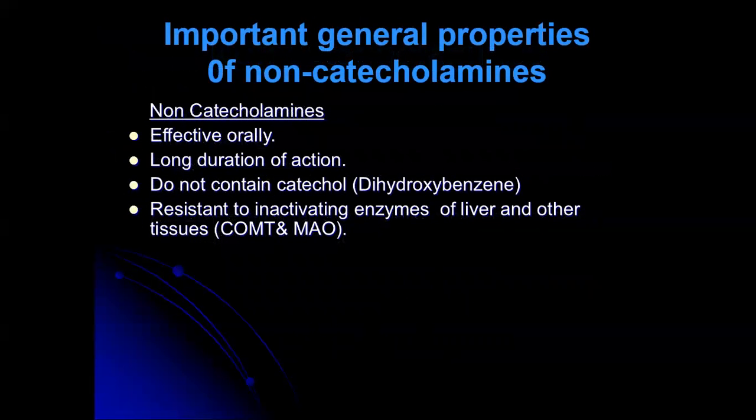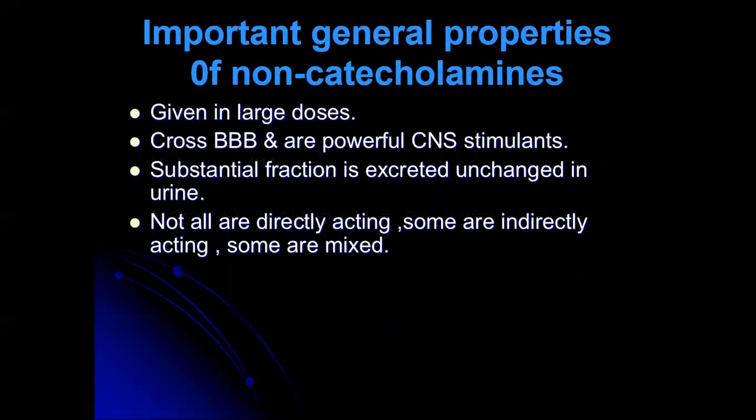Most important general properties of non-catecholamines: they are very effective orally, they have a longer duration of action, they do not contain a catechol ring in their structure, that is, the dihydroxybenzene ring, and they are resistant to the inactivating enzymes of the liver and other tissues, like COMT and MAO. They are given in larger doses, they can cross the blood-brain barrier and are powerful CNS stimulants, and a very small amount is excreted unchanged in urine. Not all are directly acting; some are indirectly acting, and some are mixed as well.